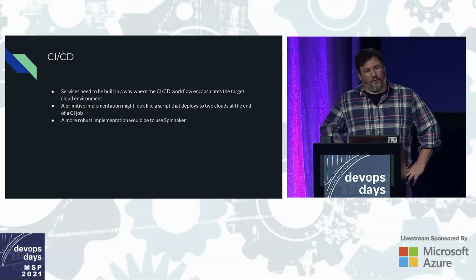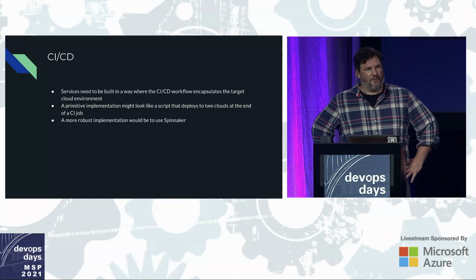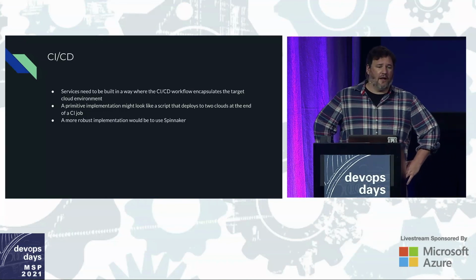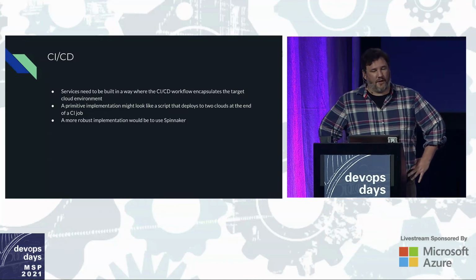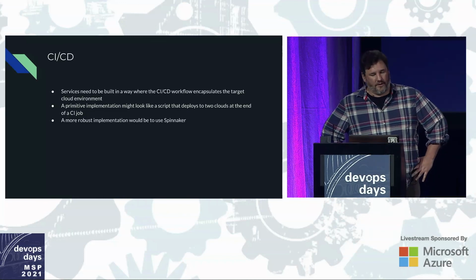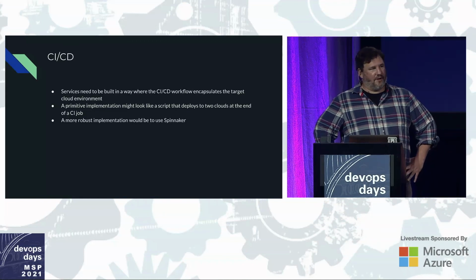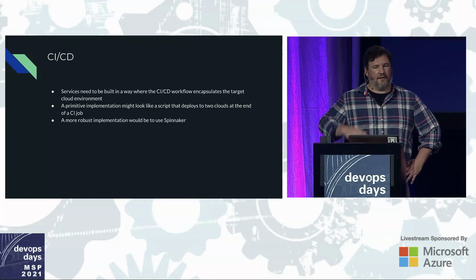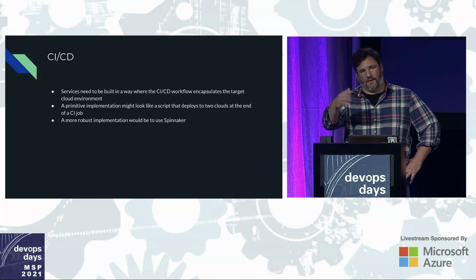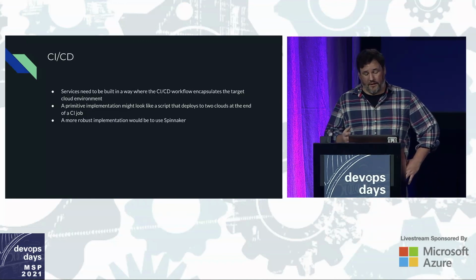But the delivery of an artifact out to multiple clouds can come in a couple of different ways. A primitive implementation of this, which again for the multi-single cloud folks I see a lot of, is essentially adding a script at the end of a CI job that pushes a container out to one cloud and then the other cloud right after that. A more robust implementation would be to use something like Spinnaker.